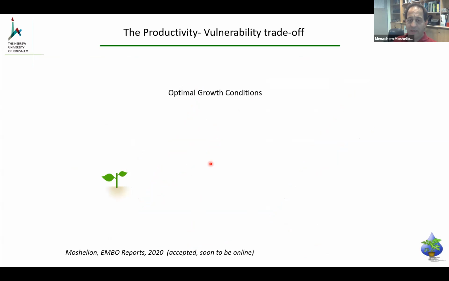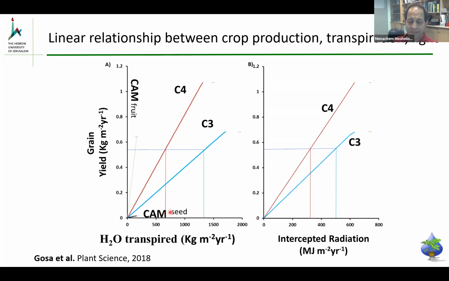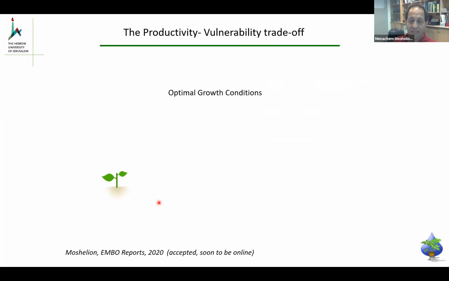All in all, when we look on this graph, we can see that if the plant doesn't transpire too much, it will also not have too much yield. And this, in fact, is a very important productivity vulnerability trade-off. And this is the subject I would like to talk about now.